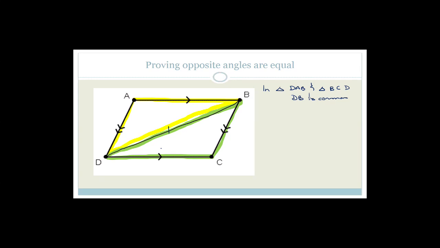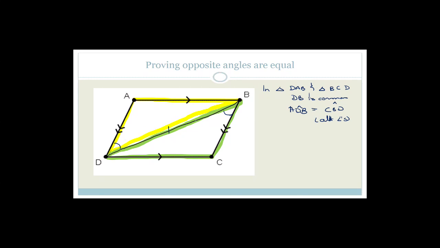If you want to prove that, again, this angle equals this angle and that angle equals that angle, actually, let's do that. So in the triangle DAB, do you agree angle ADB is equal to angle CBD? Why? Because they're alternate angles. You always have to give a reason. So therefore, this angle here equals this angle here. ADB is equal to CBD.